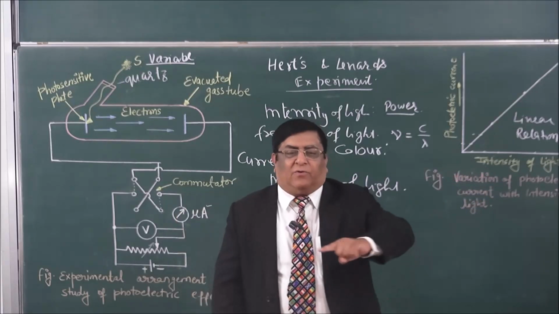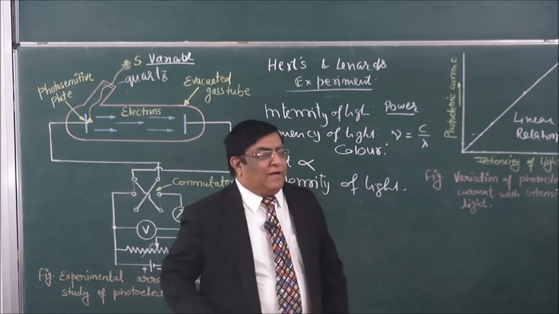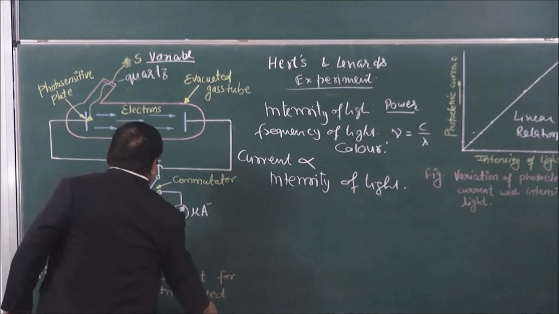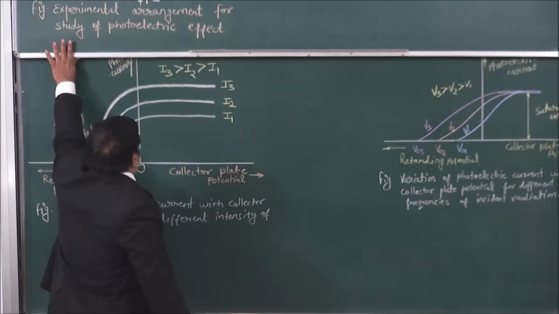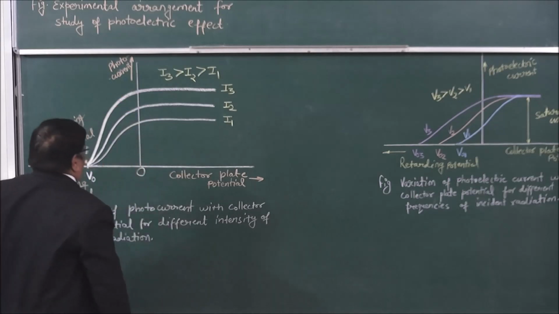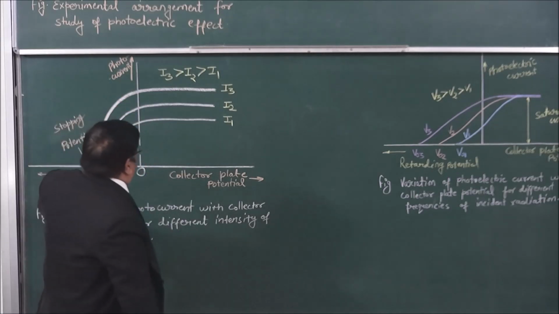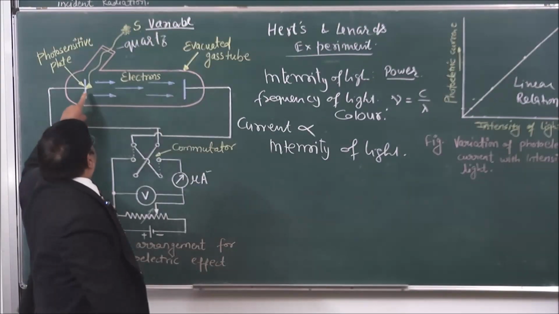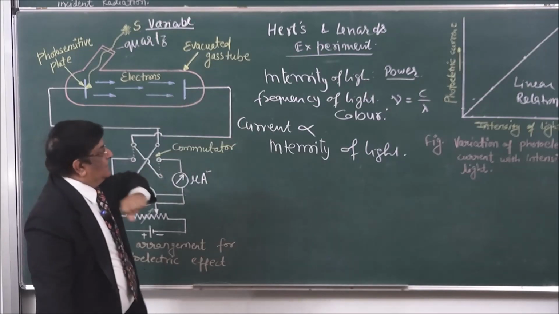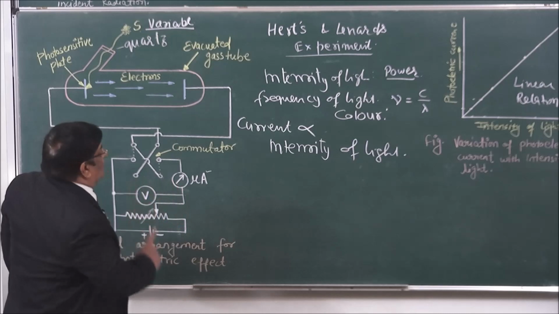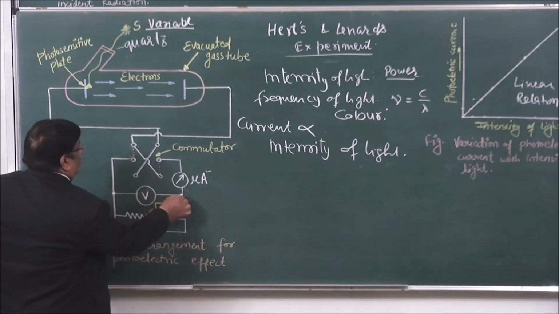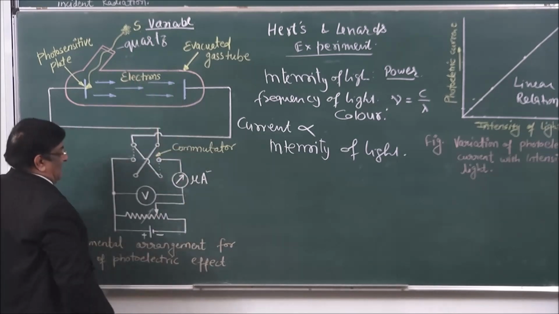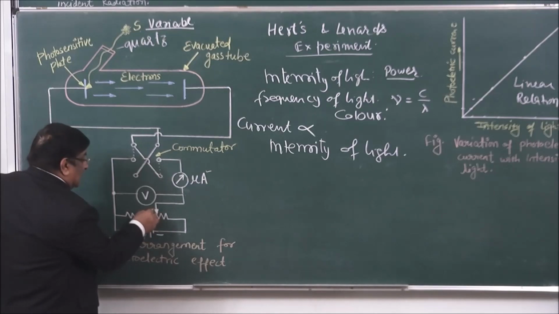Okay, it's fine. Now we change our experiment and we go to the second mode. The second mode is, now we are giving a potential difference between these two plates. This was without potential difference. Now we are giving a potential difference between these two, any one potential difference, and start the current.